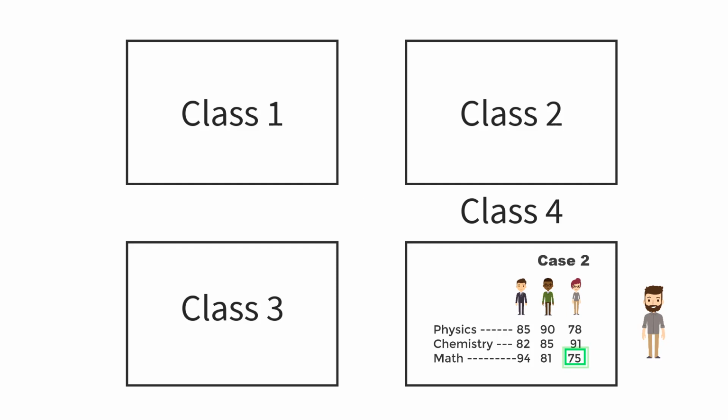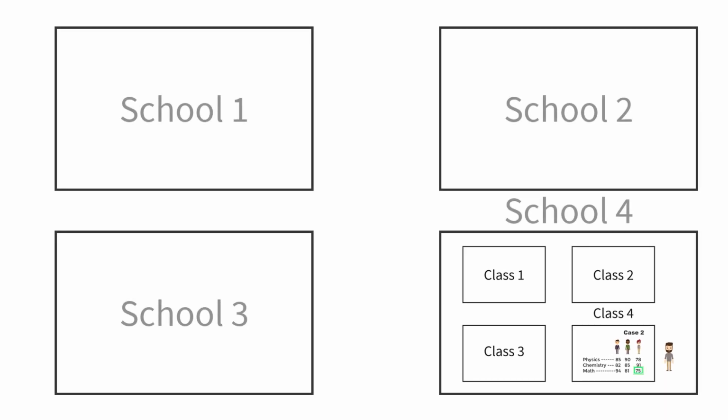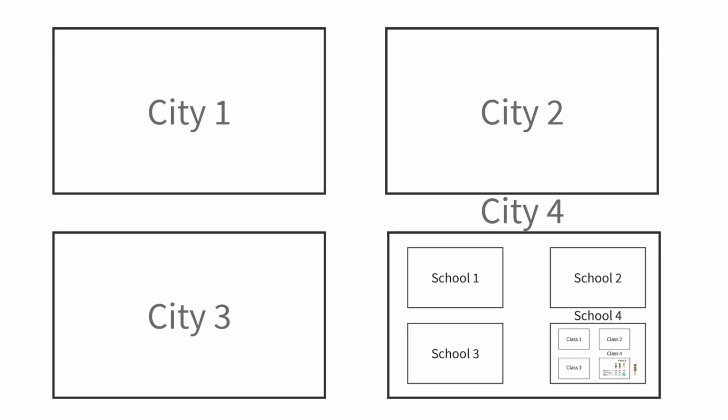Can you add one more dimension? Yes, you can. Say there are multiple schools in your city. So school becomes the 4th dimension. Got it? No? Let us add one more dimension. Say there are multiple cities in your country. So now city becomes the 5th dimension. This way you can add more dimensions to your scenario.